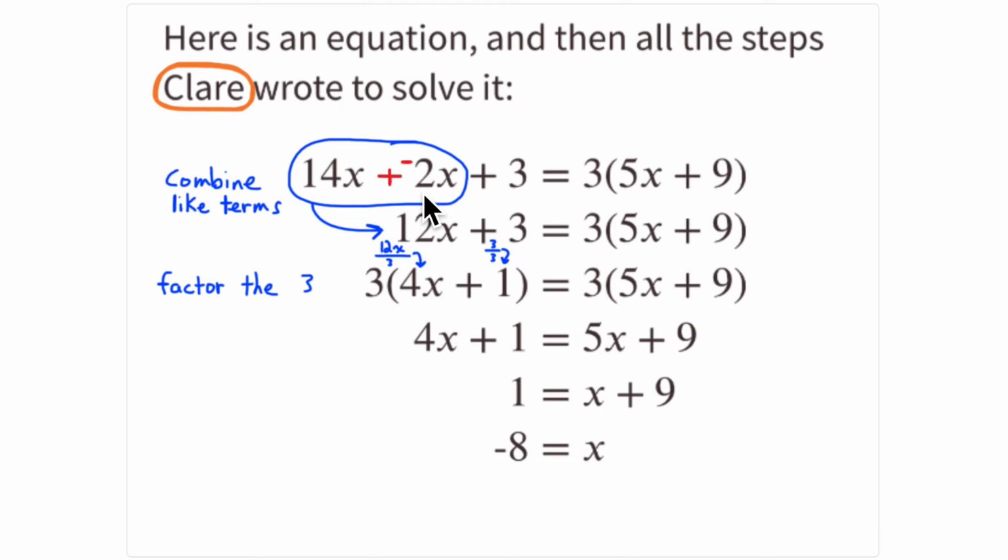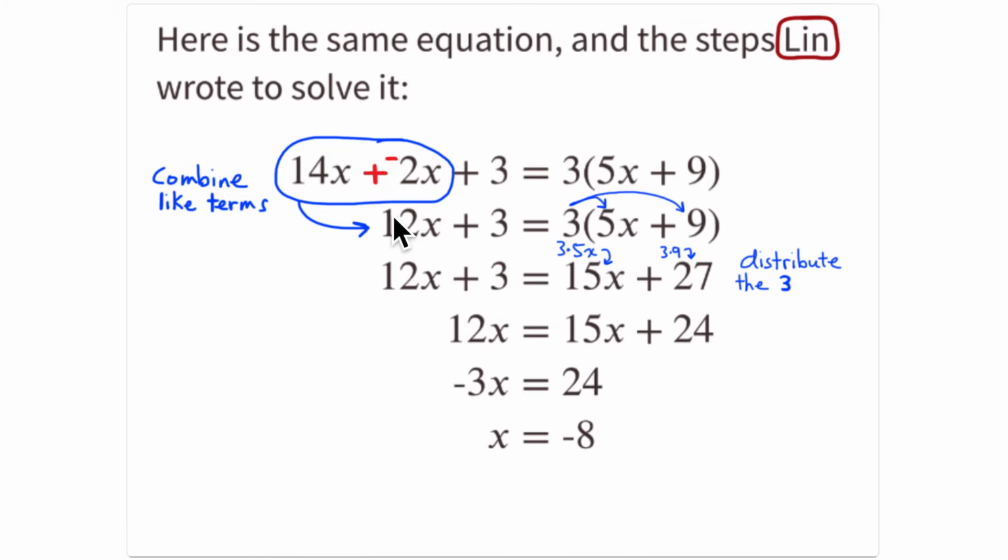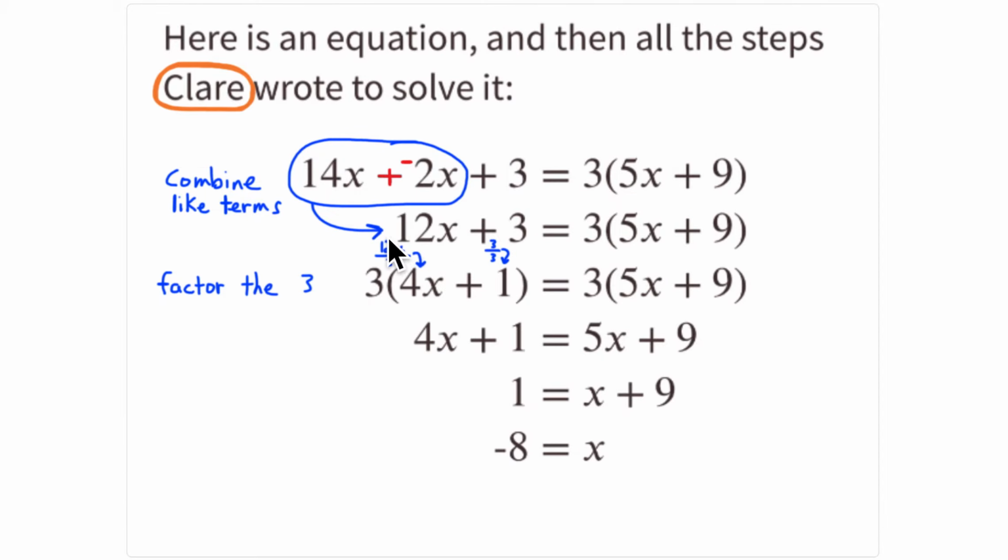All right, so what Claire decided to do, and actually what they both did, is they combined these like terms. They combined all the x's together, and so there's a total of 12 x's on the left side. Lynn did the same thing, a total of 12 x's on the left side. But Claire decided to factor out the 3. 12 and 3 are both multiples of 3, so you can divide each of these terms by 3. It's as if you're taking 12 things and putting them into 3 separate groups. You're going to put 4 of those into each group and 1 of the others into each group. So you're left with 3 groups of 4x plus 1.